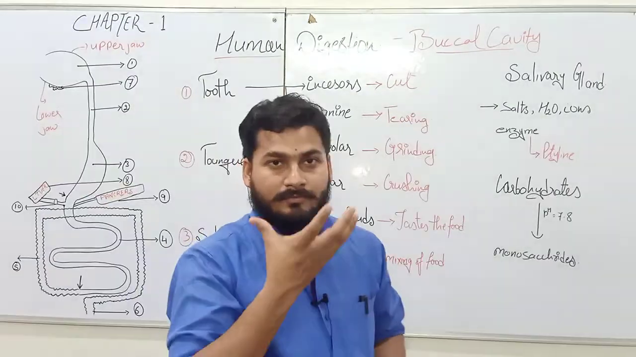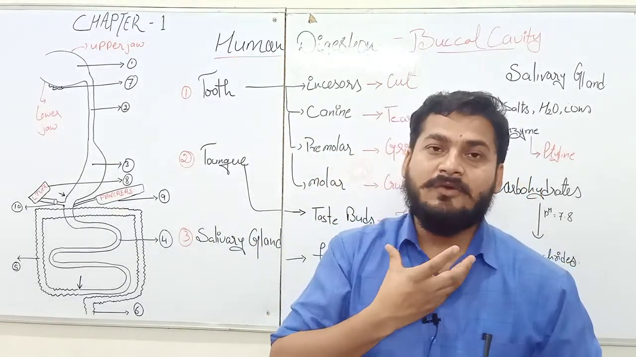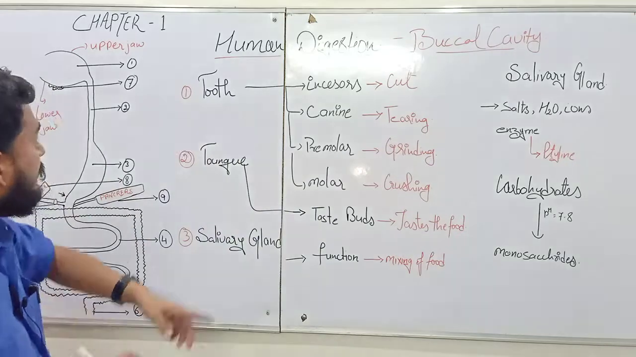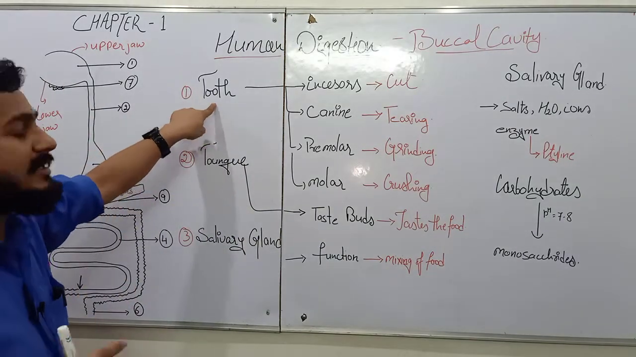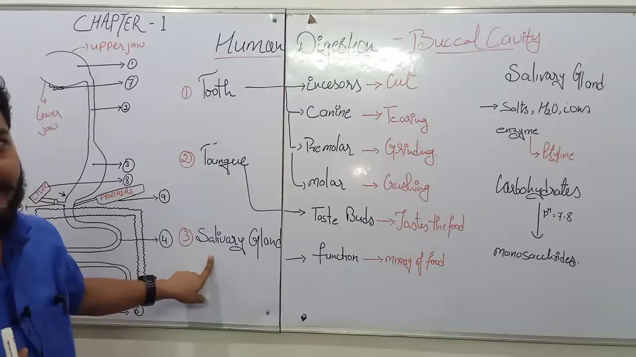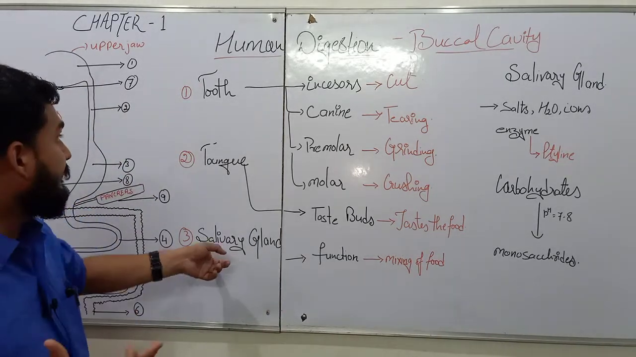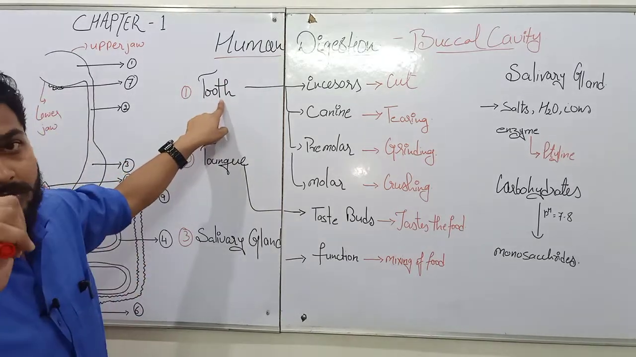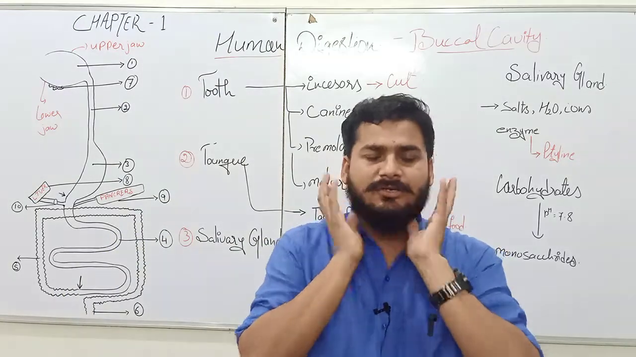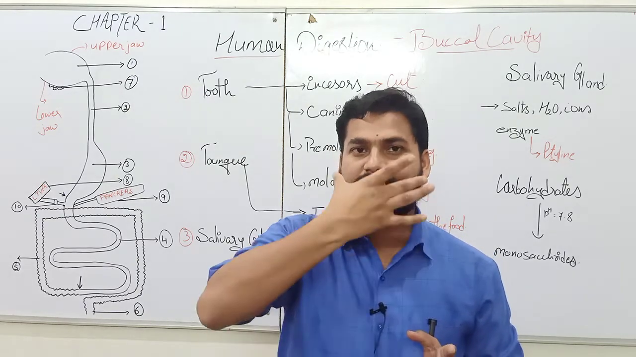Now since we have defined our buccal cavity, let us go inside and see what the components of our human buccal cavity are. The first component is the tooth, then the tongue, then the salivary gland. These are three important components of the human buccal cavity. First we'll talk about tooth. Teeth are arranged on both the jaws, the lower jaw and the upper jaw.